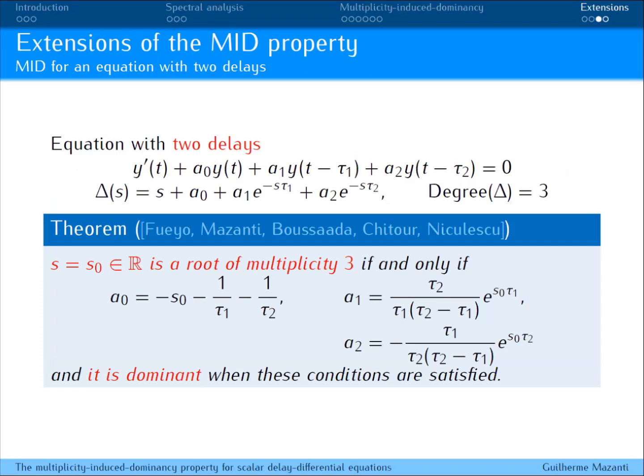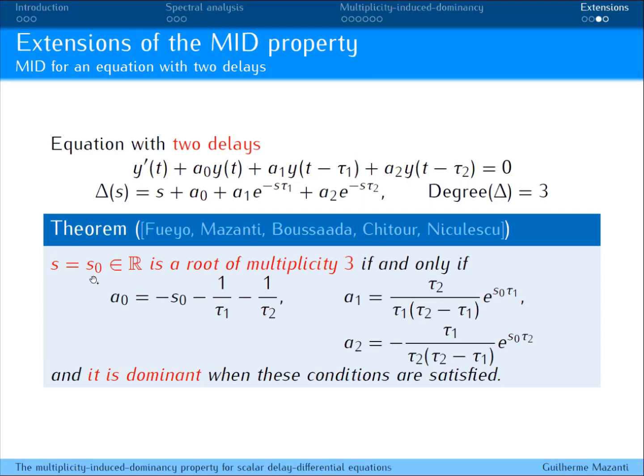What happens when you have two delays? Well, with two delays, we don't know too much how to proceed, except in the simple situation of a system of order 1 with two delays of order 0, so a retarded type. So in this case, the corresponding quasi-polynomial is this, and the degree of the quasi-polynomial is 3.